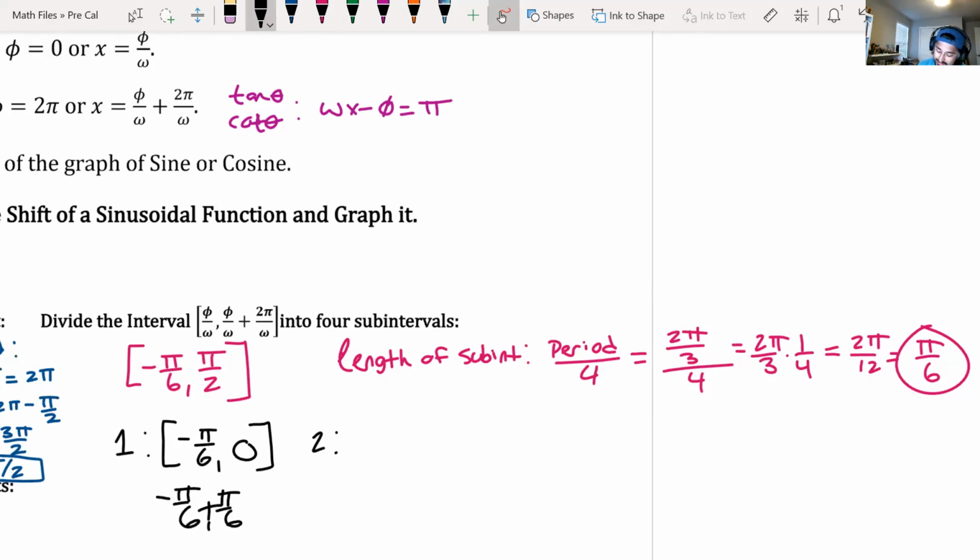And then we do the second subinterval. Why are you having a negative pi over 6? Because that's where our phase shift begins. Okay. And then you have 0, and you add another pi over 6. Well, what's 0 plus pi over 6?